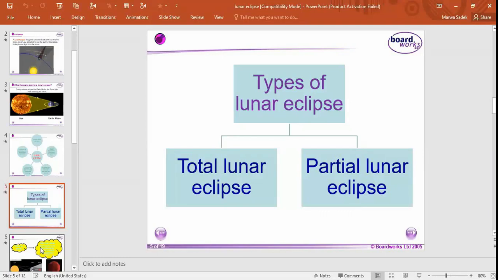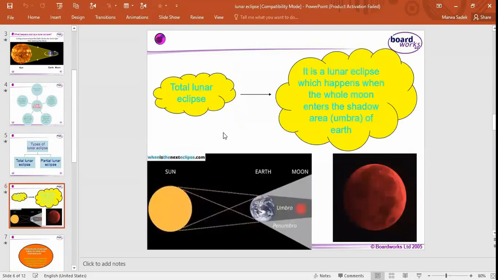What is the difference between them? Look at the picture here. This is the sun, this is the earth, and this is the moon. They are on one straight line, the earth in the middle, hiding sunlight from reaching the moon. And here we can see 2 shadow areas of the earth. The darkest one is called umbra, and the faint one is called the penumbra.